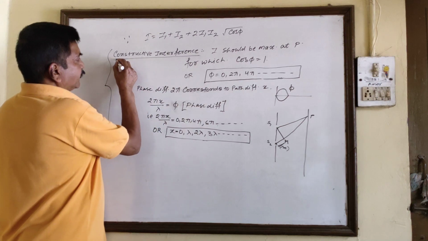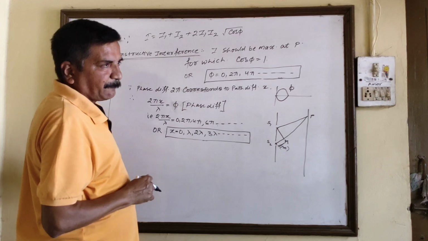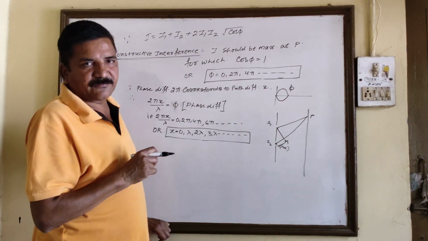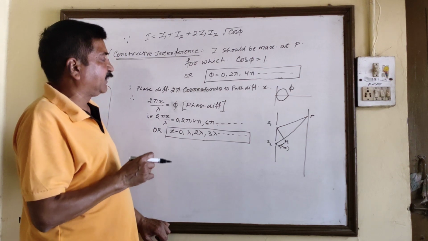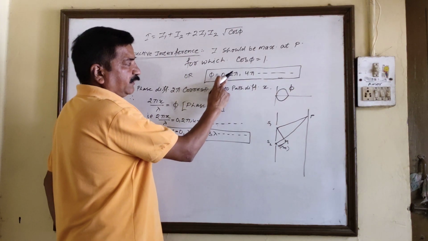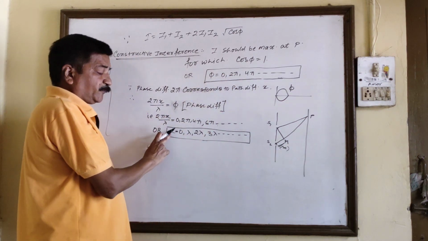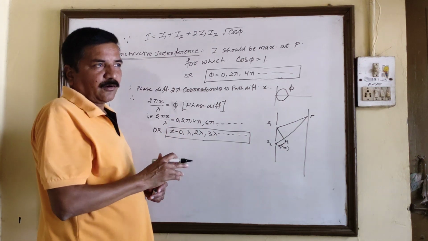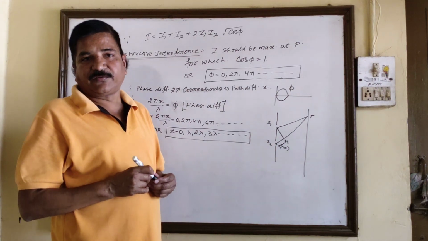And finally we conclude from this expression that for constructive interference, or for the maximum intensity of light, what should happen? Between the two waves which are interfering at a point of observation, either they should have a phase difference of even multiple of pi, or the path difference between the two waves should be an integral multiple of lambda, or wavelength.